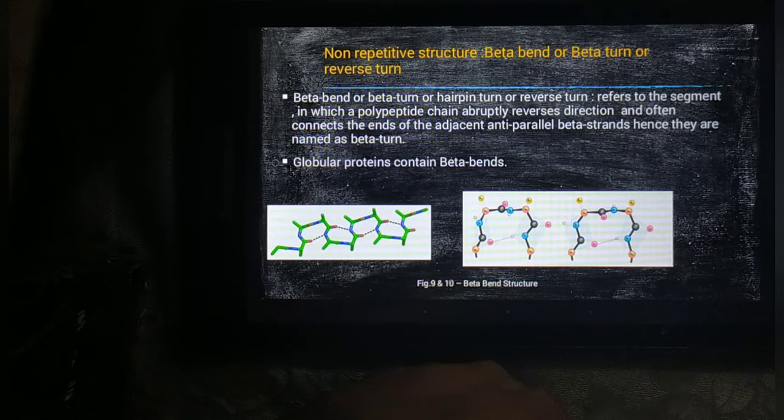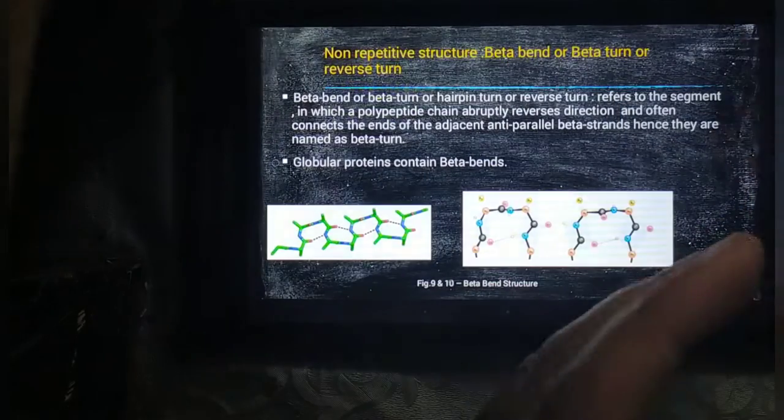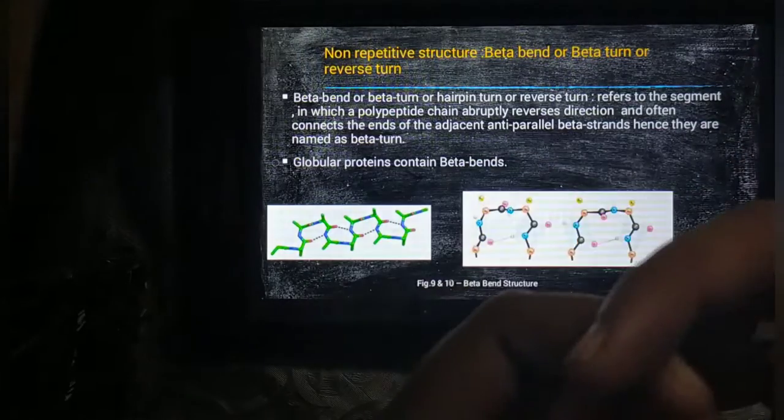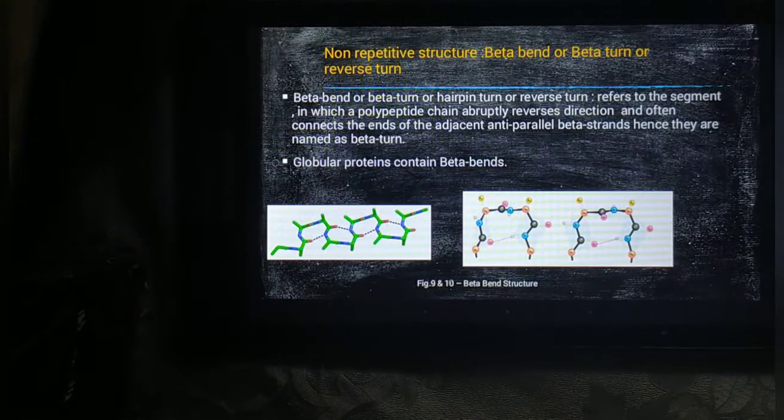The alpha helix and beta sheets are repetitive structures, but these non-repetitive secondary structures are much less ordered than the alpha helix and beta sheet. They are more irregular and difficult to describe. Globular proteins consist of approximately straight runs of secondary structure which are joined by polypeptides that run in the opposite direction. So if you have two alpha helices or many beta sheets, the beta turn or these non-repetitive structures form a link connecting those alpha helices or beta sheets.